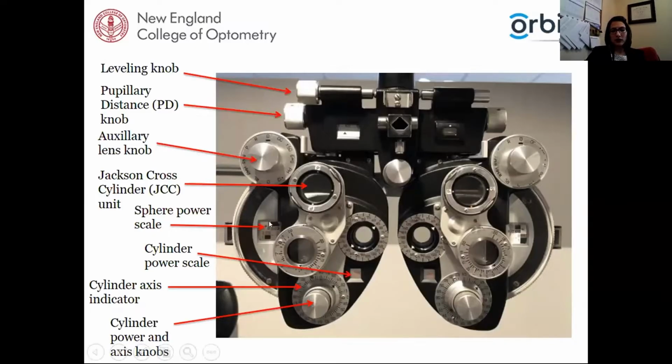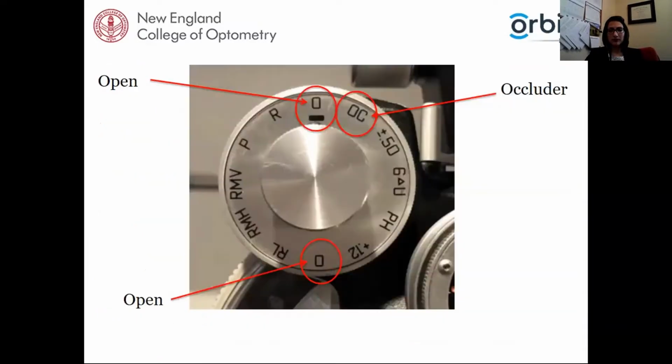This is the window here for the sphere power. This is the window for the cylinder power. This is where you can see the cylinder axis, and there's also an indicator for cylinder axis here. Then there's a knob to control the cylinder power, as well as this knob here to control the cylinder axis. This is just a general overview. I have a few more pictures that are magnified so you can see each of these components a little bit closer up.